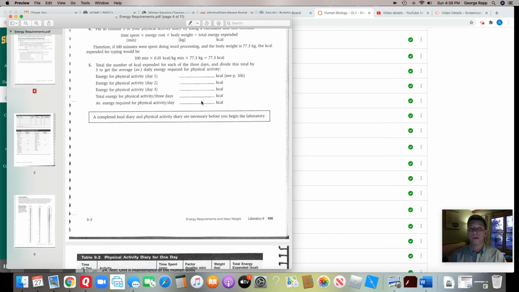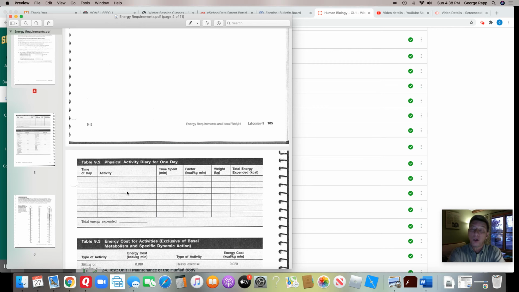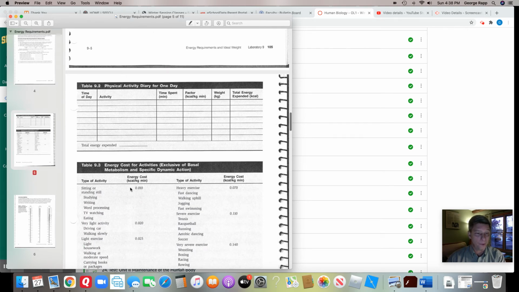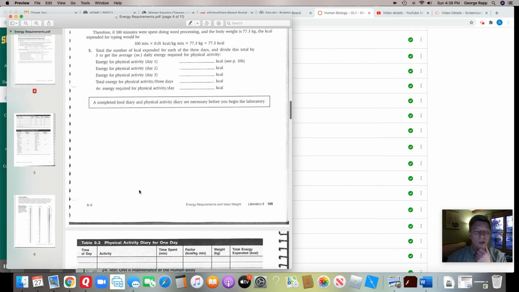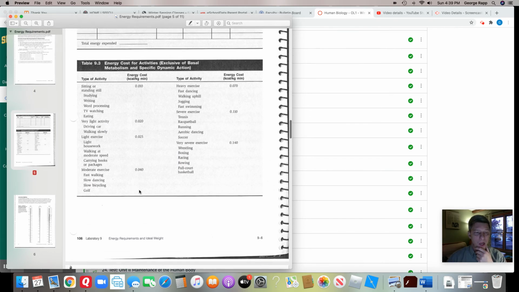Now, don't just throw in an hour or two. Your time requirements on this table 9.2 should add up to 24 hours. Even if you're sleeping for 8 hours, sleeping is an activity. Obviously, it would be a very minimal activity, but it's still an activity. So you should account for all day long, on each of the 3 days.